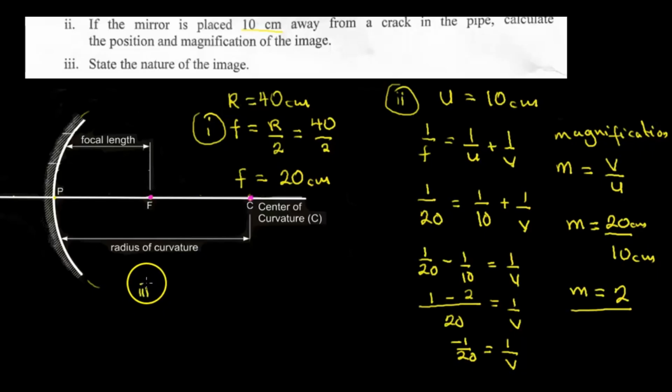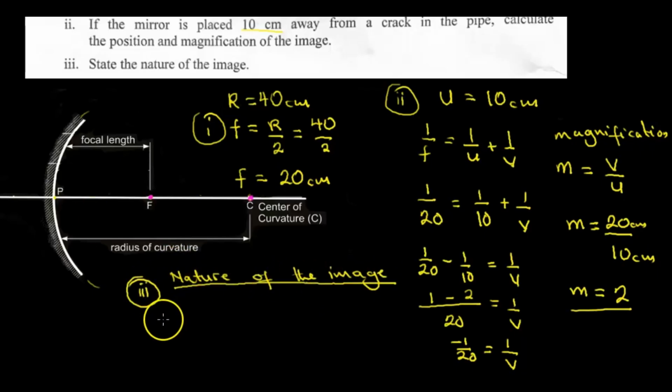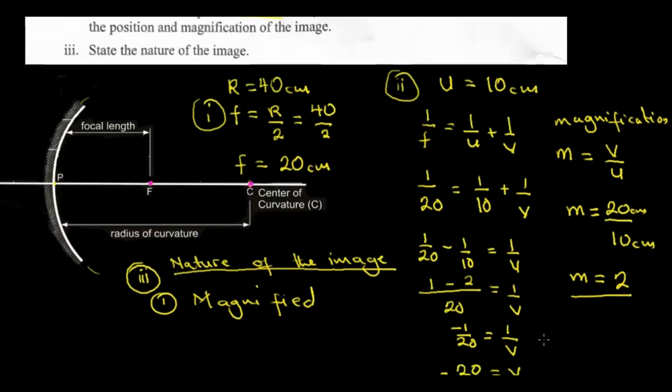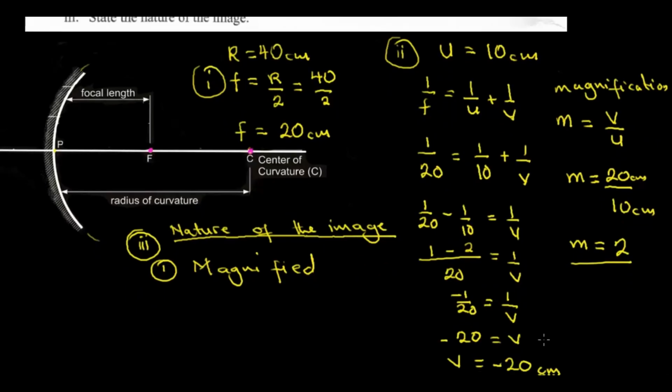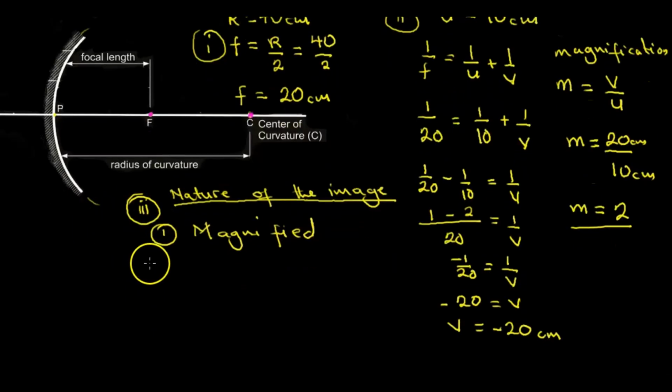It says we should state the nature of the image. So for the nature of the image, the first thing we know is that since the magnification is greater than 1, we can say that the image has been magnified, because our magnification is greater than 1. Then our image distance is negative. Our image distance being negative indicates that our image is virtual.